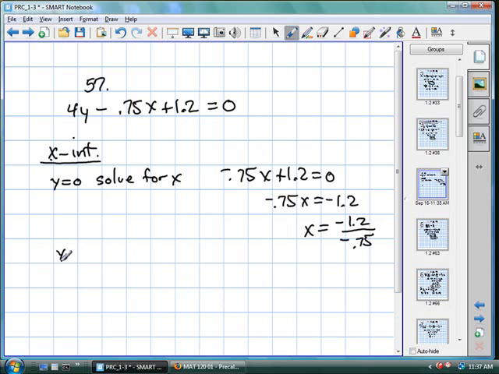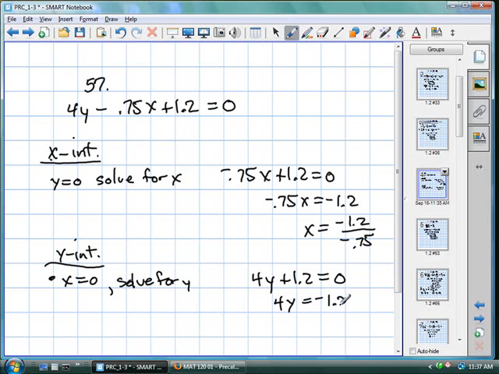Then part 2, y-intercept. This time, you set x equal to 0 and solve for y. So when I set x equal to 0, I should get something like this. And then when I subtract 1.2 from both sides, divide both sides by 4. And what is that, 0.3?